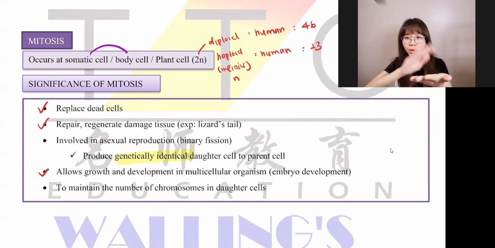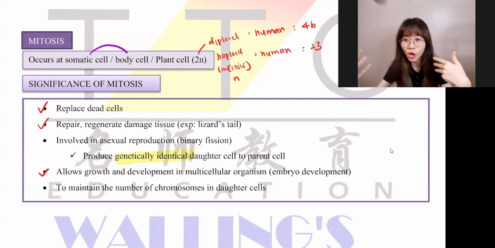For example, when you're clapping your hand, all of the cells die on your hand itself. So what happens next is you have to produce new cells. How do you produce new cells? By carrying out mitosis. They have to be the same.